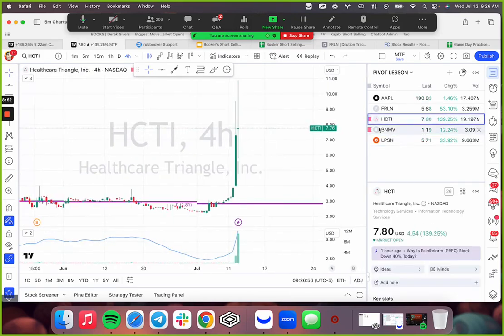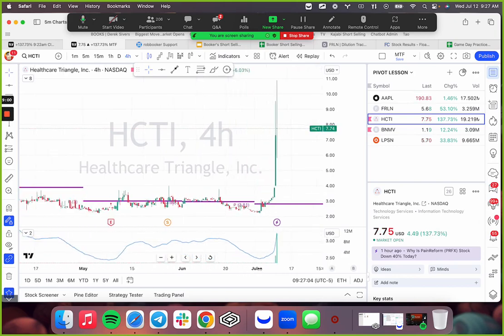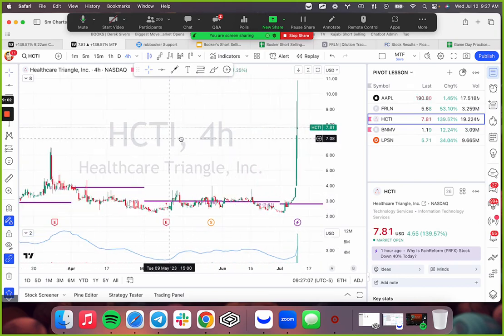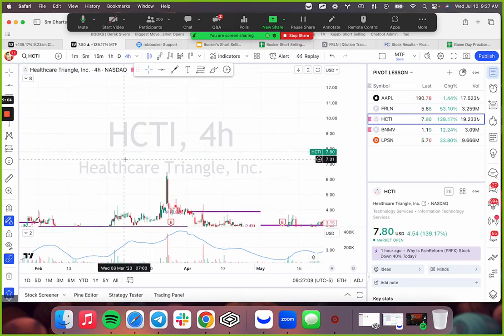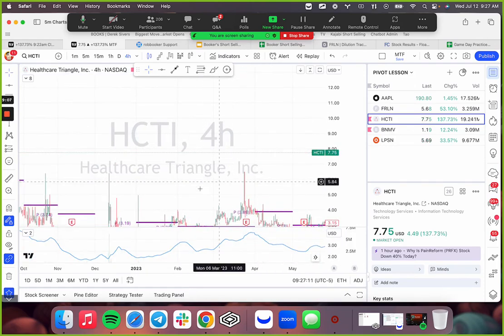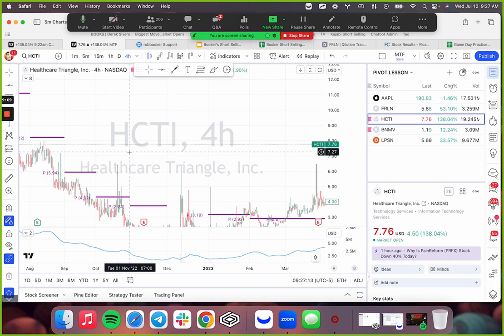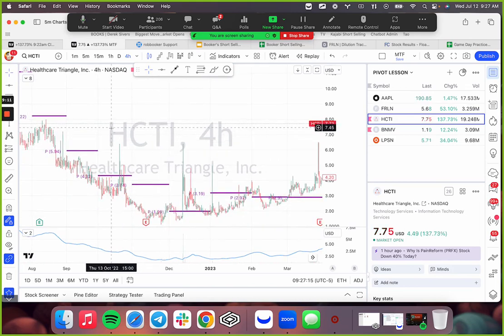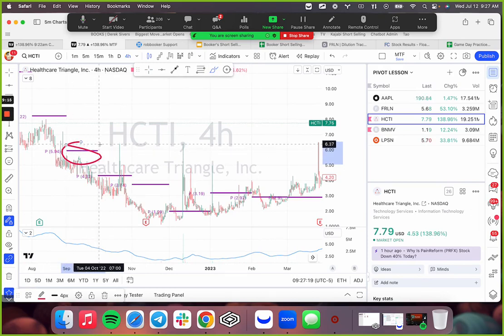Let's look at HCTI today. HCTI had a big jump upward today. And let's say we're trading it on a short time frame chart. Well, where is it going? Well, you go back in time and you look. Are there any missed pivot points if we go back in time? And sure enough, there are. Is this a missed pivot? No. It was touched by price right here.